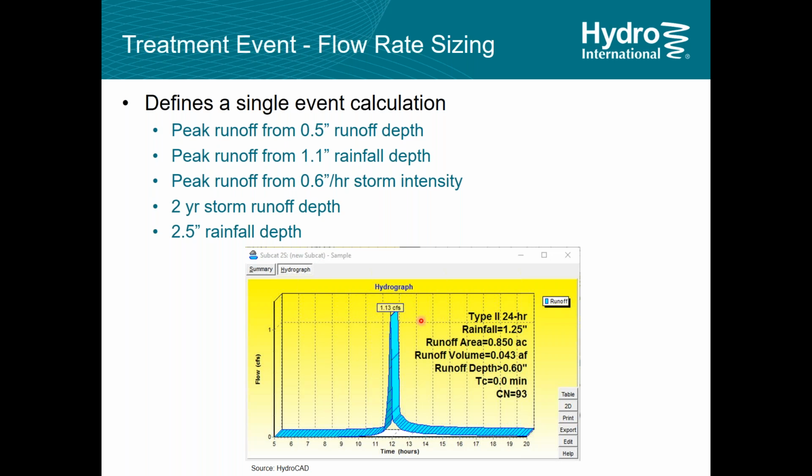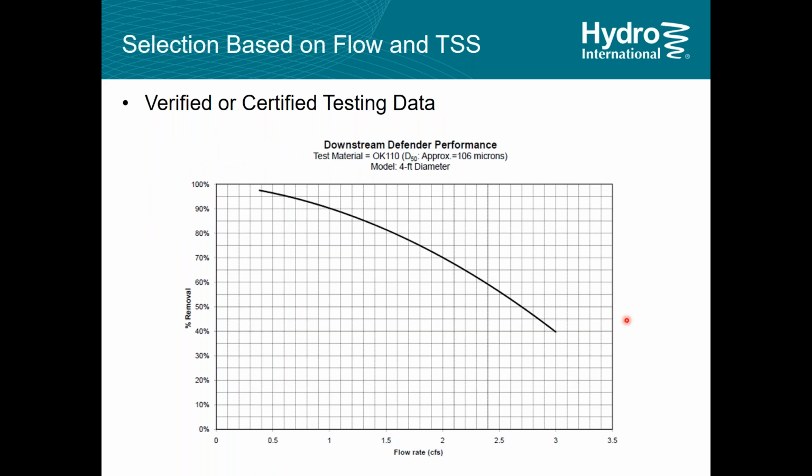So there's that 1.13 CFS in this case for this site, a little site, just under an acre. And you can take that number and say, okay, that's my flow rate that I've got to treat, and I want to remove 80% TSS. You can go to the vendor and get either a sizing table, a certified table, and go, okay, 1.13, I get about 90%, so in this case a 4-foot First Defense or Downstream Defender would be the appropriate device. So that's a simple way of sizing.